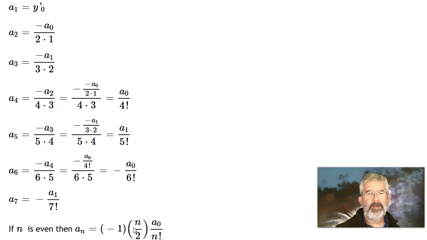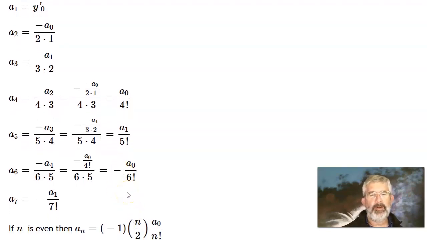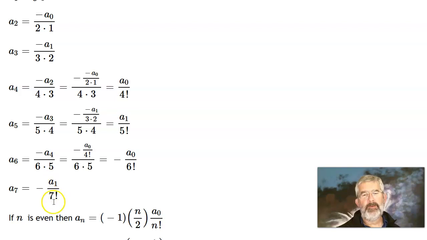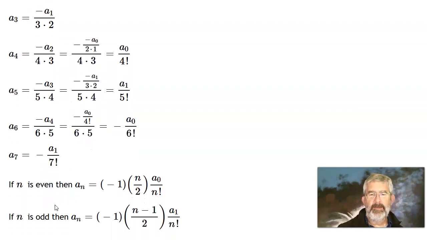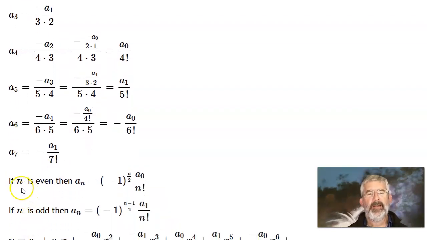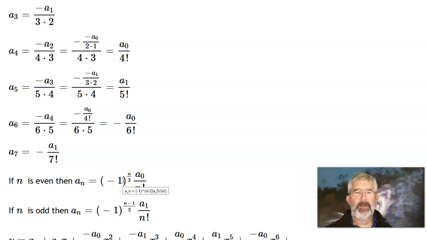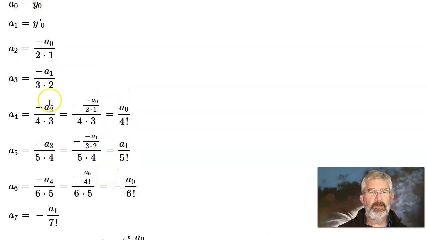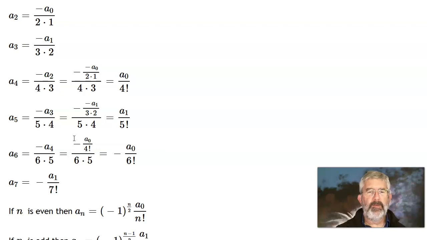Likewise, A6 is minus A0 over 6 factorial, and A7 is going to be minus A1 over 7 factorial. And I'm noticing a pattern here. If n is even, then A sub n is, and I've got this formula. Certainly it's going to be A0 divided by n factorial, and then there's a plus or minus 1 out in front. So what I'm noticing is that it started off with A2 being negative, then A4 was positive and A6 is negative.